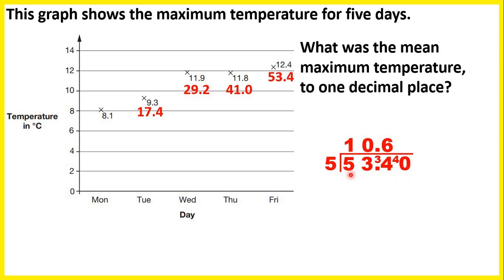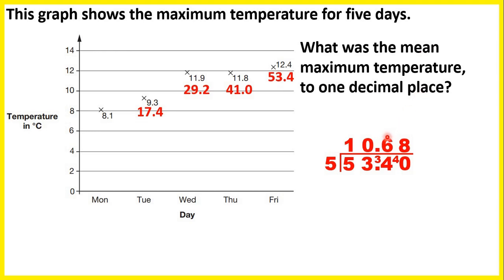And we can do that because 53.40 has the same value as 53.4. Remember, you can write zeros on the end of decimals without changing the value of the number. So now 40 divided by 5 is 8, so the mean is 10.68. But we want the mean to 1 decimal place.